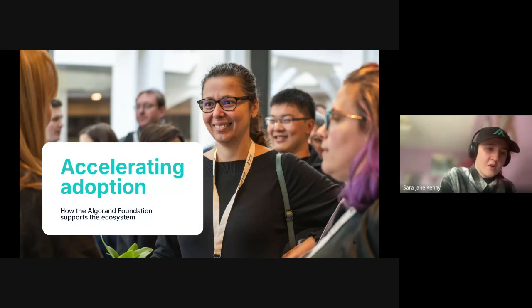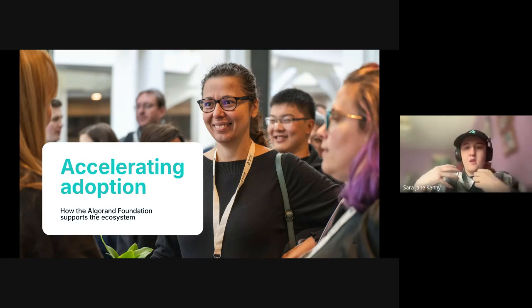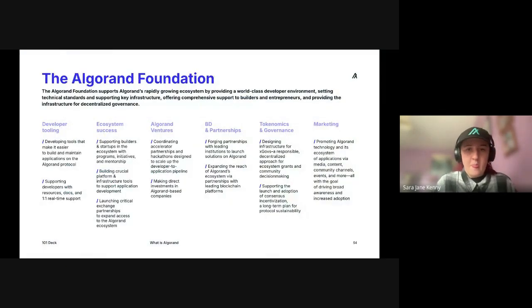With accelerating adoption, we want to show how we can support you if you want to begin building on Algorand. With the developer tooling, as you can see, we're working really hard to get the developer tooling to the devs. Instead of creating all these new languages where people have to learn completely new languages, which takes a lot of time, we brought native Python. We're the only blockchain to have native Python. We also want to support developers with resources, docs, and one-to-one real-time support.